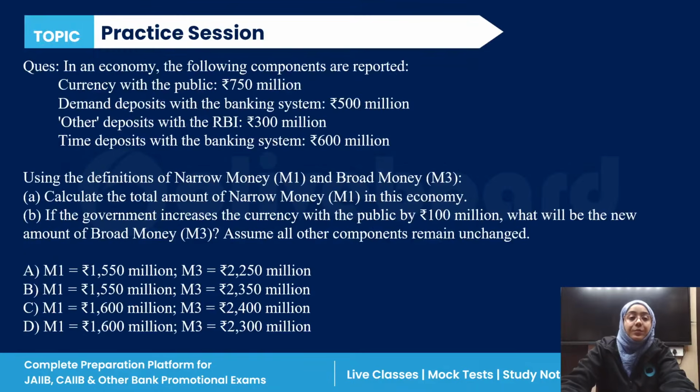Now, next question. Again, it is related to narrow money and broad money. In an economy, the following components are reported. Currency with the public is 750 million, demand deposit with the banking system 500 million, other deposit 300 million, time deposit 600 million. To calculate the M1 in this economy, and if the government increases the currency by 100 million, you have to calculate the M3 in the new economy. It's so simple.